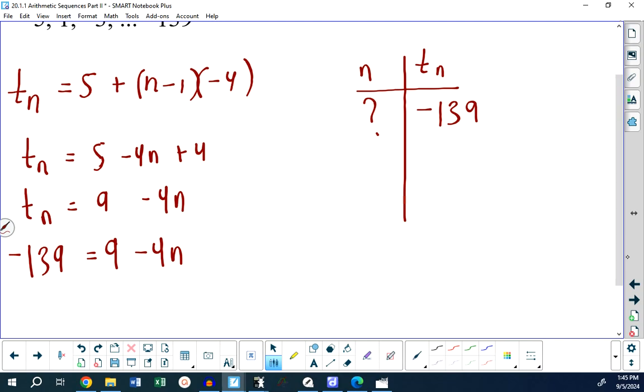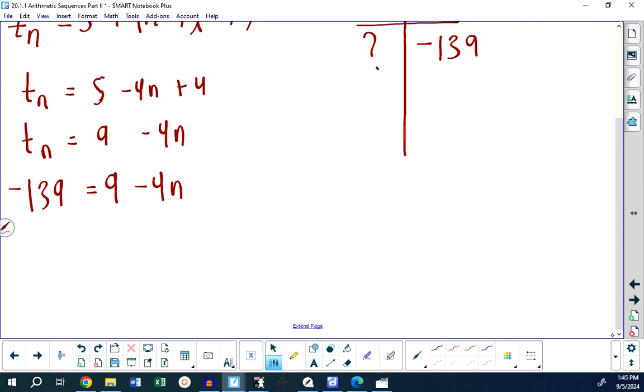I would always recommend that you take the term that's negative that you want to find a piece of and move it to the other side where it becomes positive. And then I added 139 to both sides. So I get 4n equals 148. Can you do that division for me and let me know if you get 37?